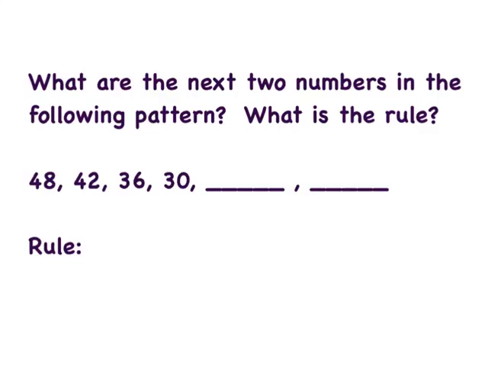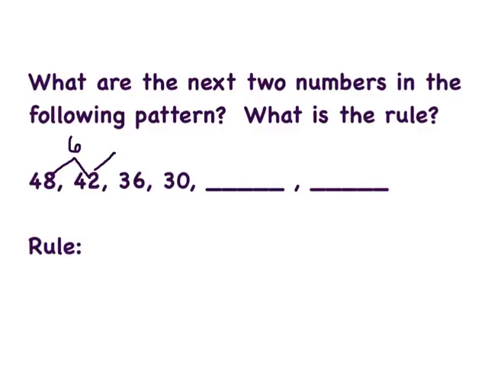My next problem says, what are the next 2 numbers in the following pattern, and then what is the rule? Well, I'm going from 48 to 42 to 36 to 30. I'm going down. So if I'm decreasing, I'm either subtracting or I'm dividing. So let's see, I'm going down from 48 down to 42. I went down by 6.